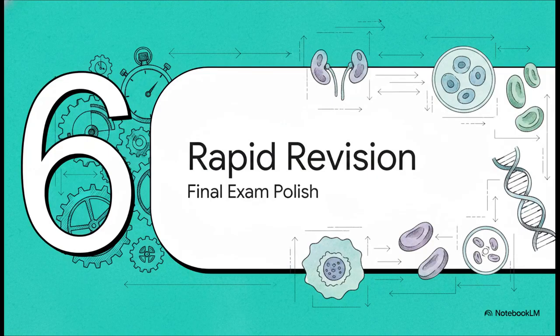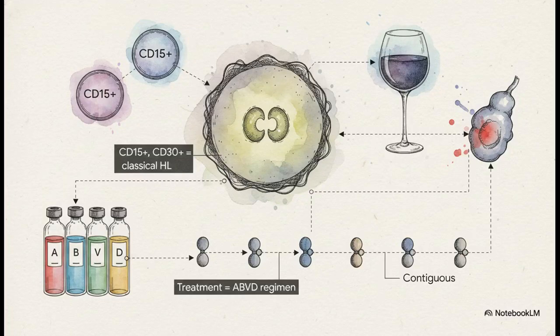Section 6. Rapid high-yield revision, final exam polish. All right, let's pull all of this together and see how it builds into an unstoppable diagnostic framework for you. Remember these top one-liners. The Reed-Sternberg cell is the absolute hallmark. For classical Hodgkin lymphoma, you're looking for CD15 and CD30 positivity. If a patient experiences lymph node pain right after drinking, that's your classic alcohol pain clue.